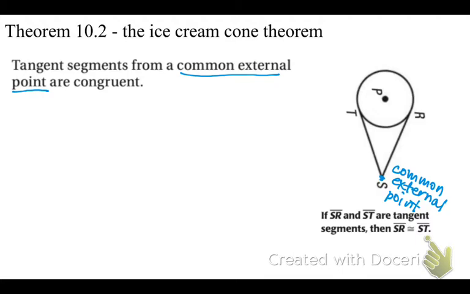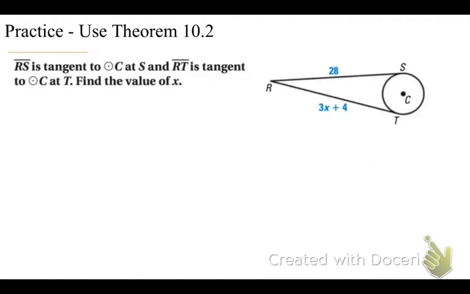Okay, and then we're told that these two lines are tangent. Okay, so they're going to touch the circle, and they both end up at the same point, and so the theorem tells us that these two are congruent, okay, so very powerful theorem. So let's put it to work. Okay, let's use theorem 10.2, the ice cream cone. Here's our ice cream cone on its side.